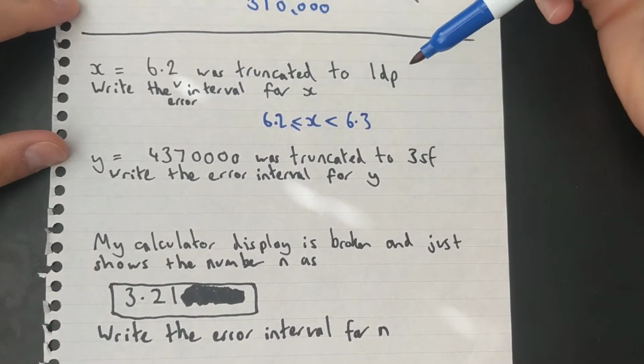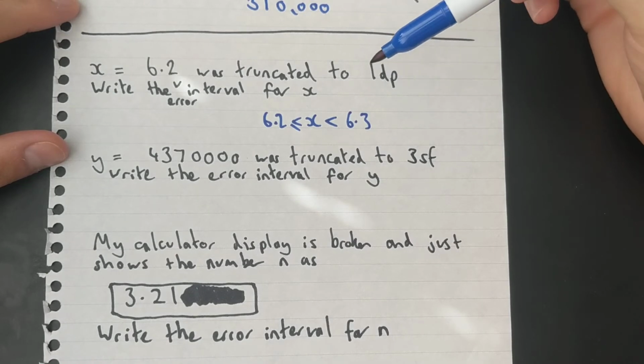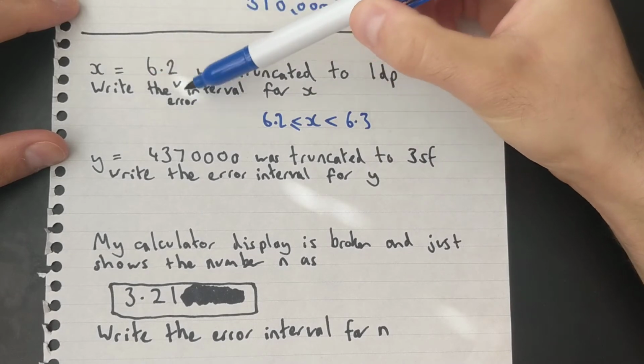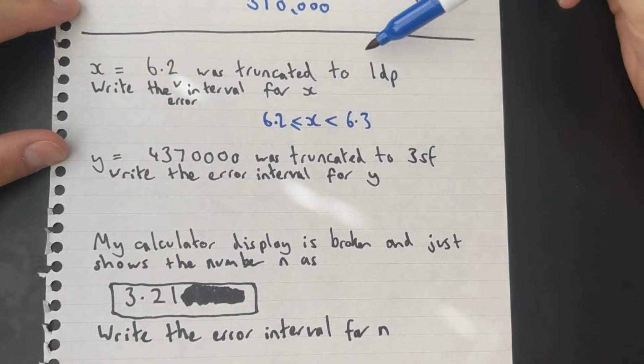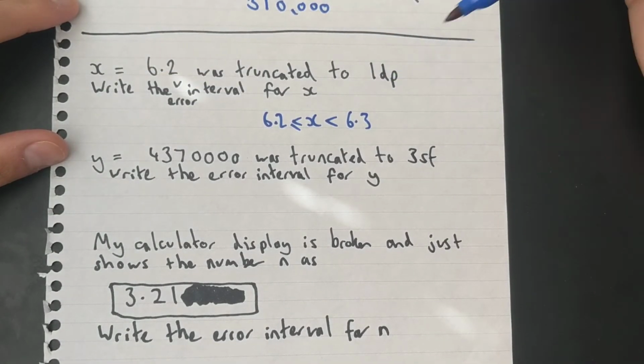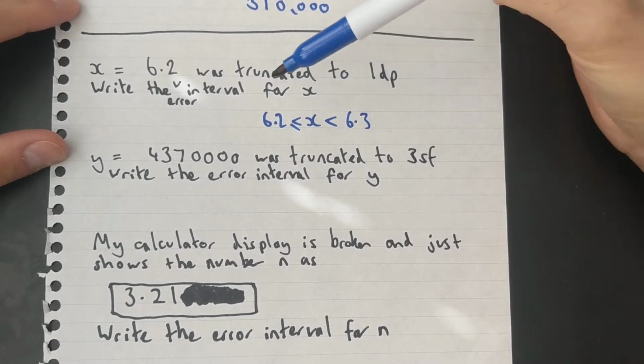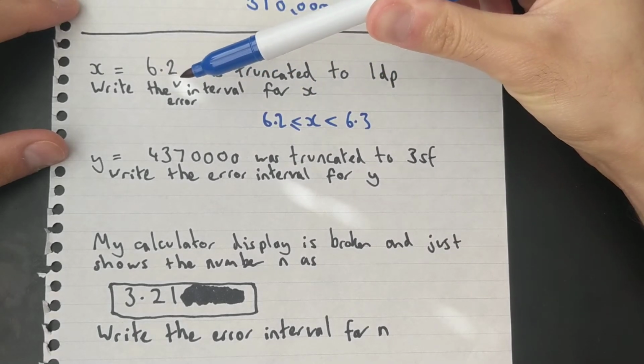So we're not taking this value, halving it, adding it on, taking it away. We're just going to say, well, this is the smallest it can be, add on this degree, and that's the biggest it can be. Anything in between here would be truncated to 6.2.